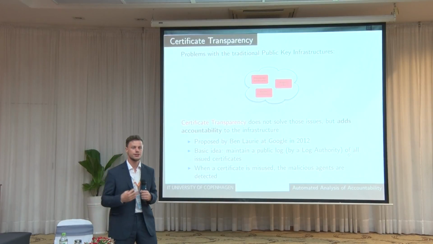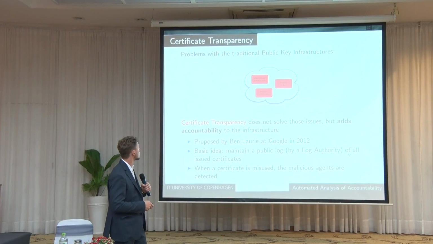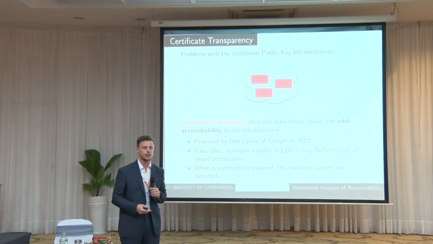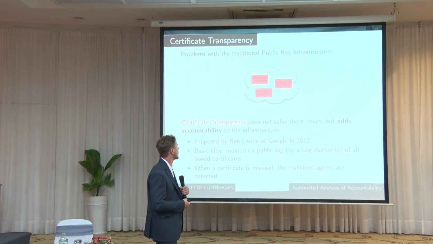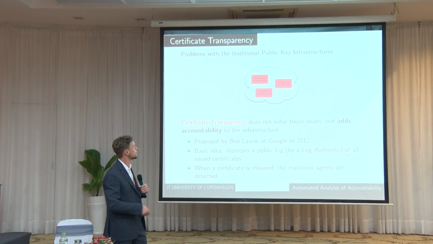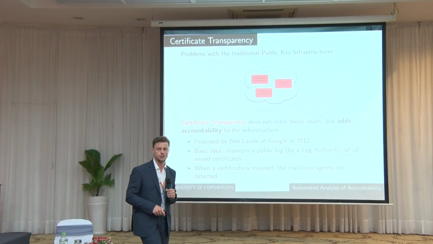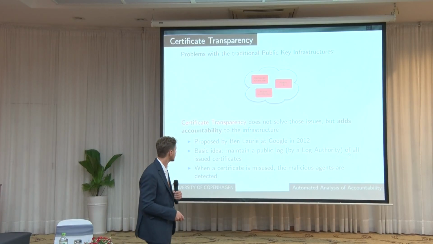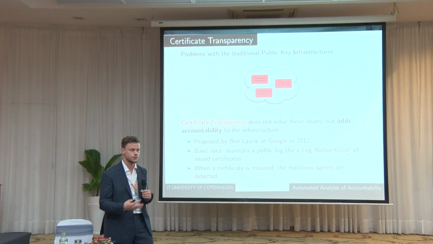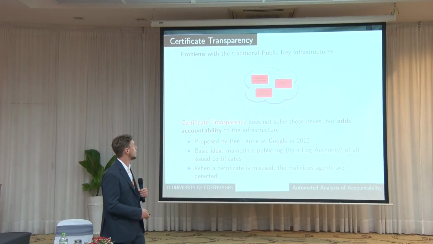Right, so let's see it with some examples. Certificate transparency is an idea that has been pushed, I think it was from 2012, to fix some big issues in public key infrastructures. So I hope you're all familiar with the idea of a public key infrastructure that we use to securely connect to servers over the internet.